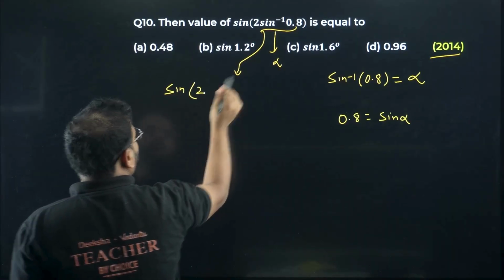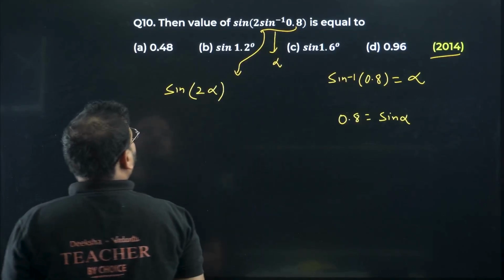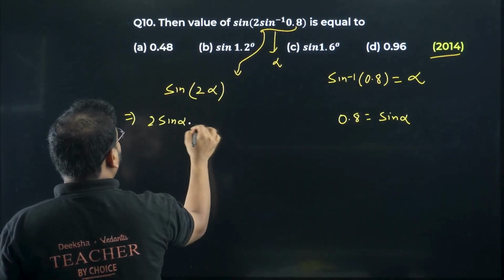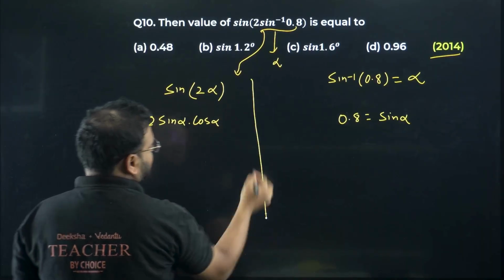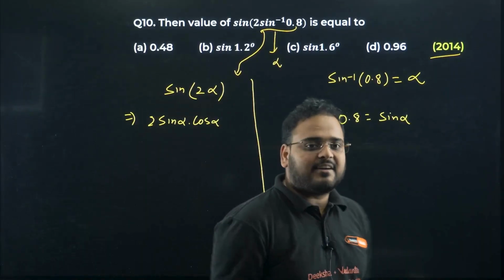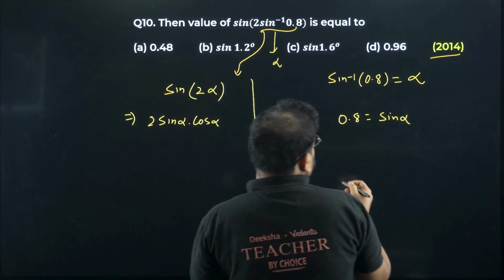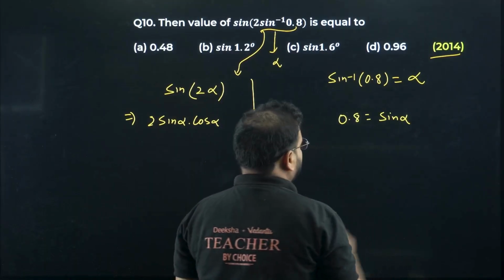Sine of 2 alpha, right? There's a formula for this: 2 sine alpha cos alpha. We already have the sine alpha value as 0.8. We want cos alpha also. Let's do that.